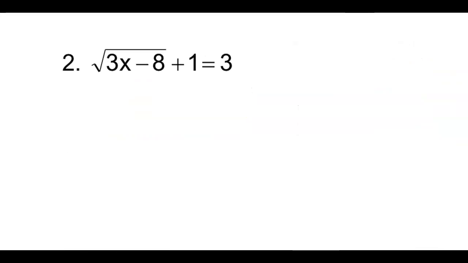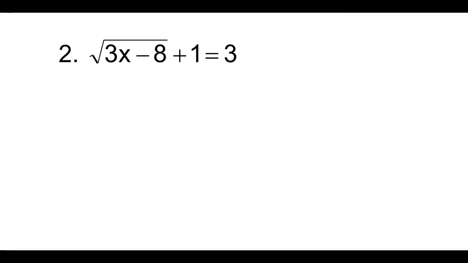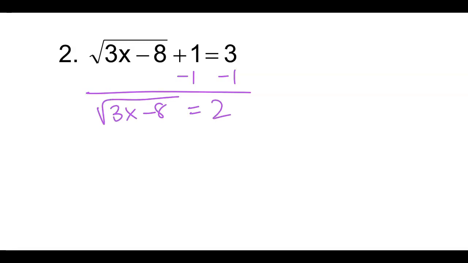All right, for example 2, the first step says to isolate. So, Caitlin, what should I move first to isolate everything from this radical? What can I move? Minus 1. Okay. So this is going to give me the square root of 3x minus 8 equals 2.